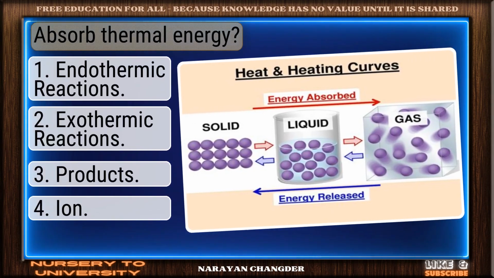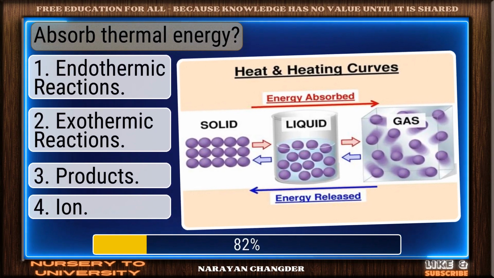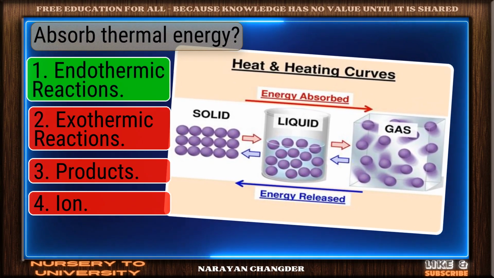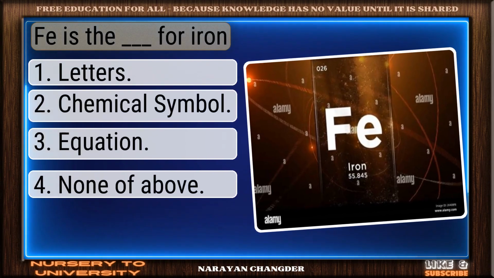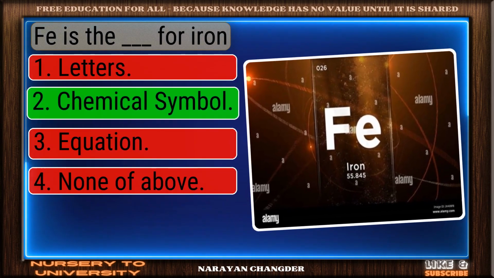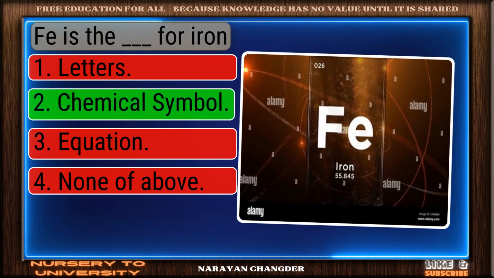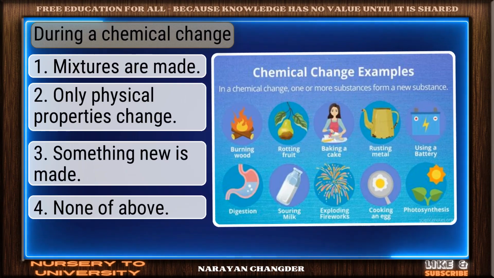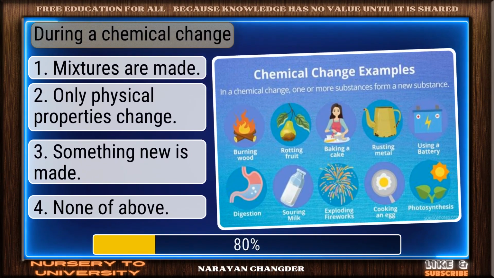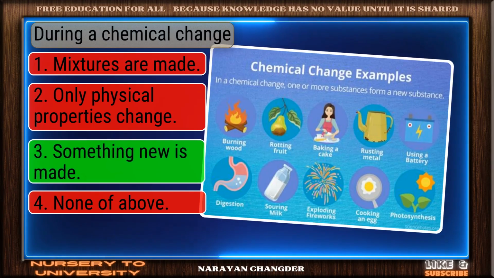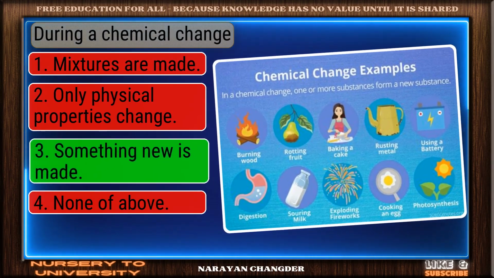Absorb thermal energy. Solid response. Endothermic reactions is a valid choice. Fe is the symbol for iron. Great thinking. Chemical symbol is the right choice. During a chemical change. Nice selection. Something new is made is the correct and valid answer.